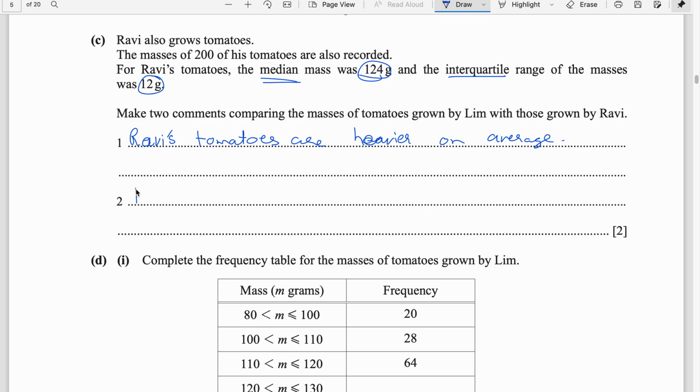So the mass of Ravi's tomatoes is more consistent. There is less spread.